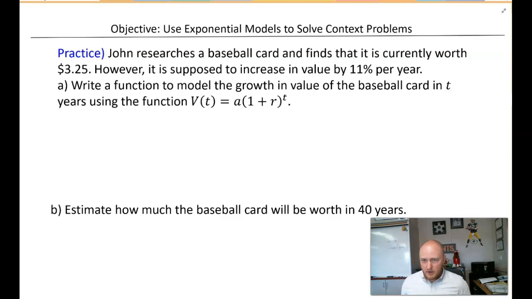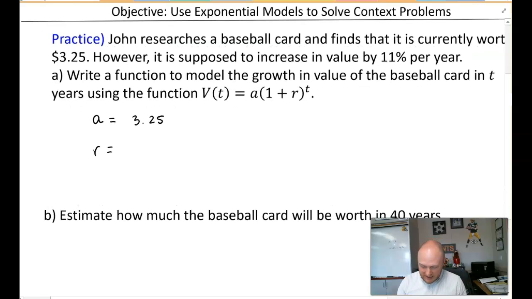All right, I'm going to go over the A value and the R value that is used in order to complete this function. The card was initially purchased for $3.25. So that's your initial value, your A value. The rate is 11% per year. Wow, that's a really good return on investment. So 0.11 is your R value.